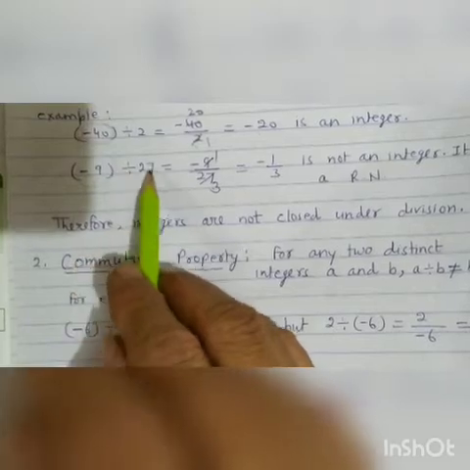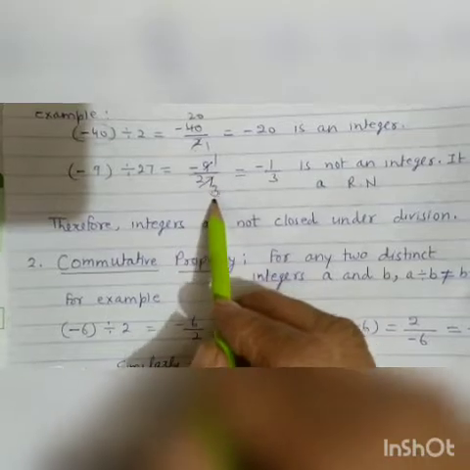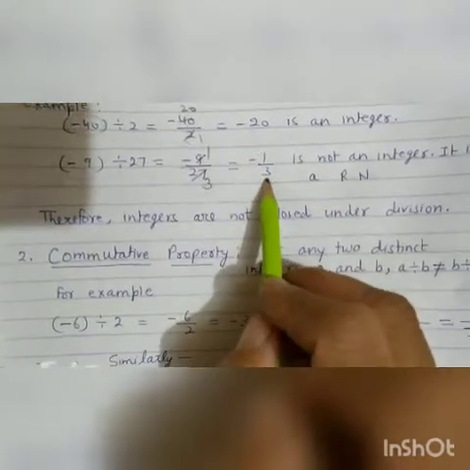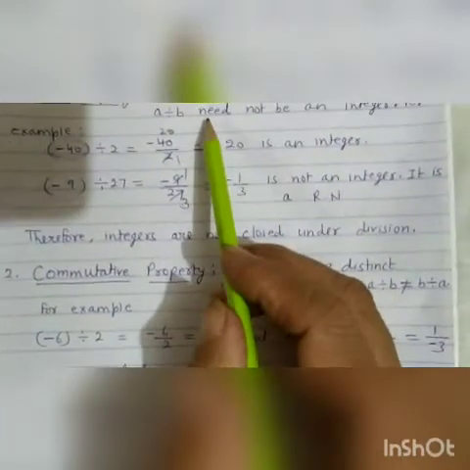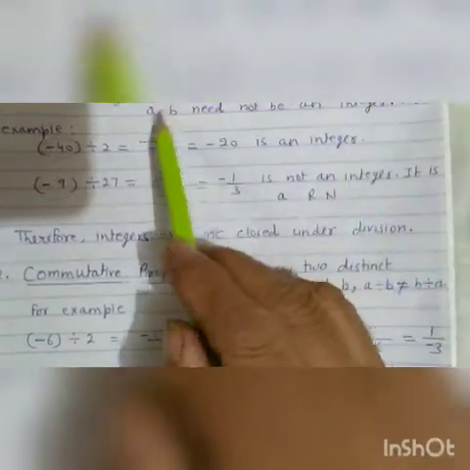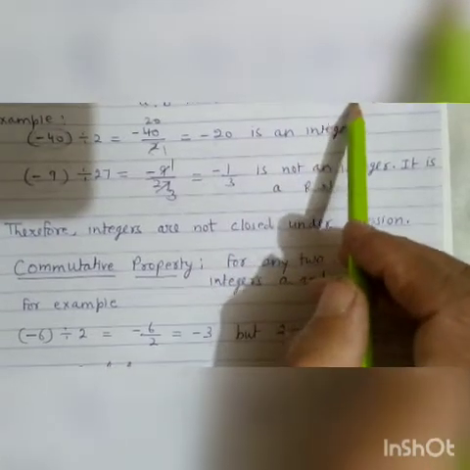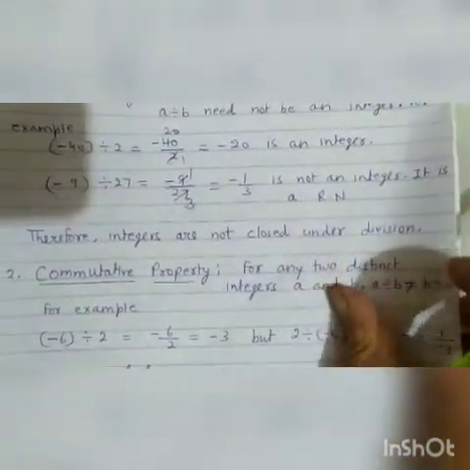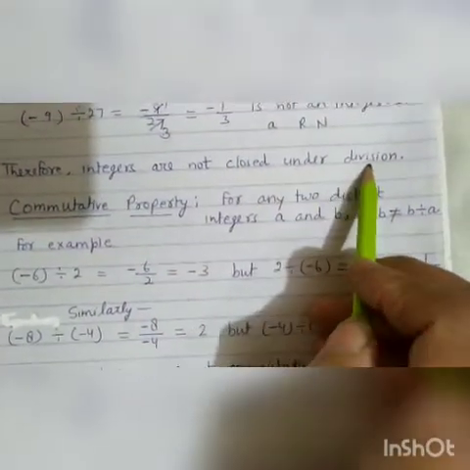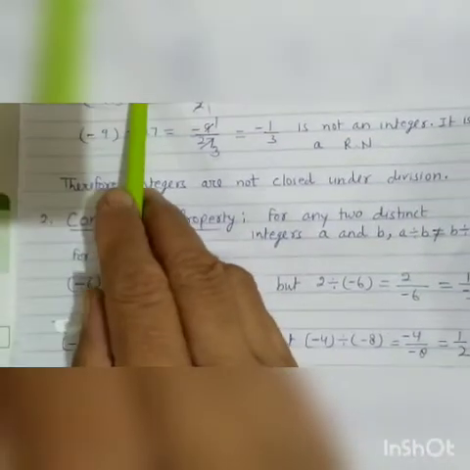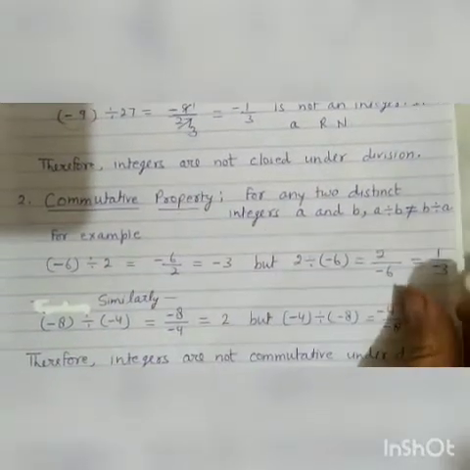So minus 9 divided by 27, it will be written as minus 9 upon 27. 9 1 is 9, 9 3 is 27. It will be minus 1 upon 3, which is not an integer, it is a rational number. So if for any two integers a and b, a divided by b, it is not compulsory that its answer, its quotient, will be an integer. It may be a rational number also. Means therefore integers are not closed under division. This is the closure property. Means division of integers does not hold closure property.